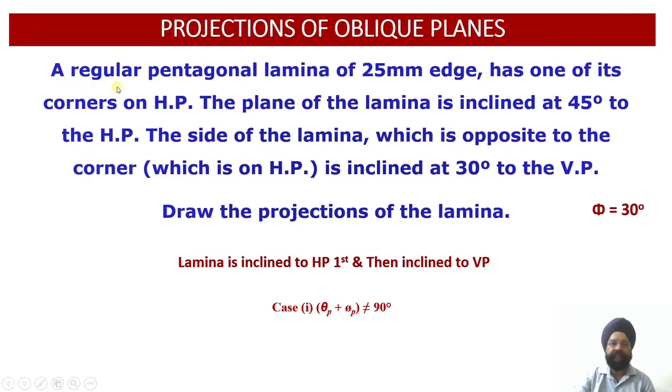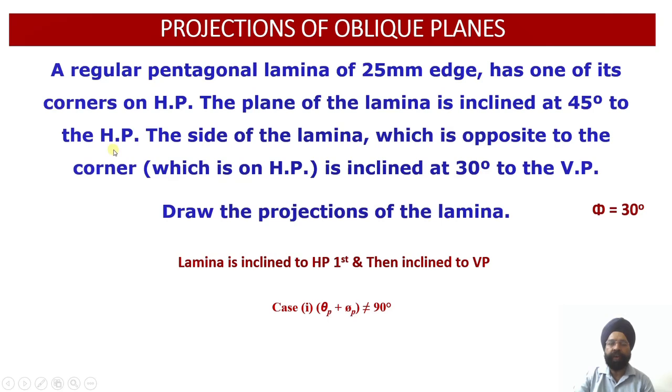We have a regular pentagonal lamina having side 25 millimeter. It has one of its corners on the HP and the plane of the lamina is inclined at an angle of 45 degree to the horizontal plane. So the first inclination of this lamina is with respect to the horizontal plane, and therefore we are going to assume to begin with that this lamina is parallel to and contained by the horizontal plane. Why contained by? Because it has one of its corners on the horizontal plane.